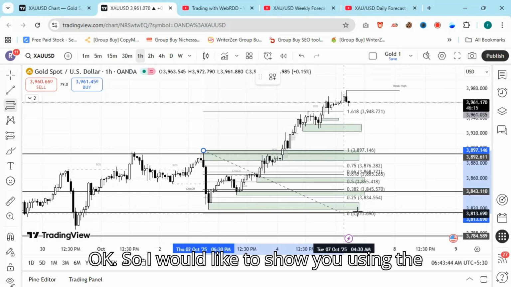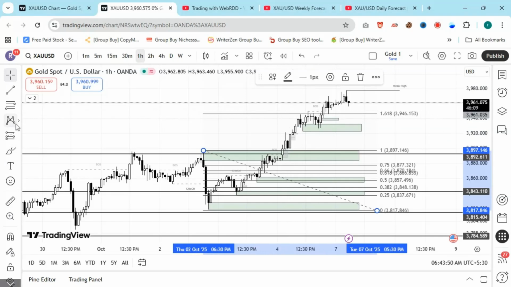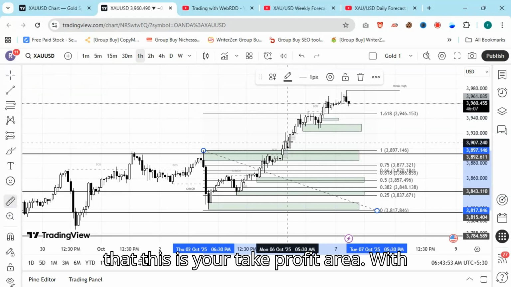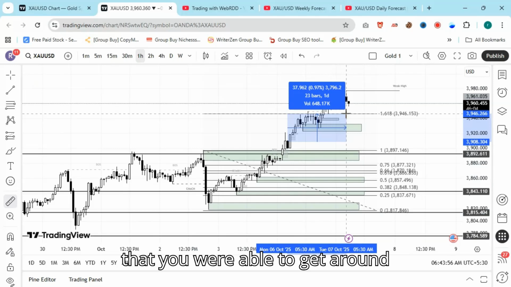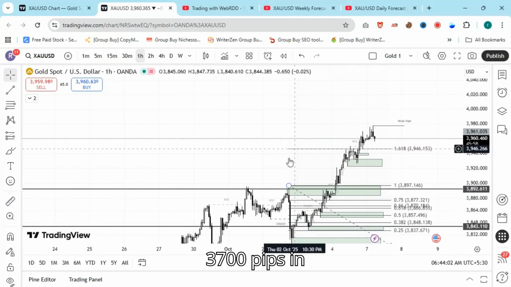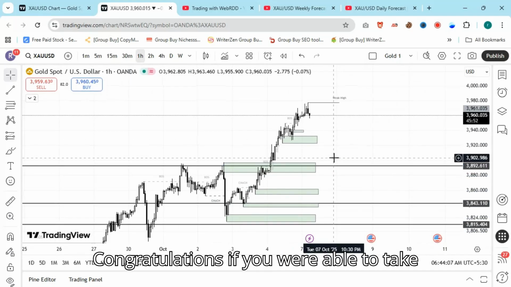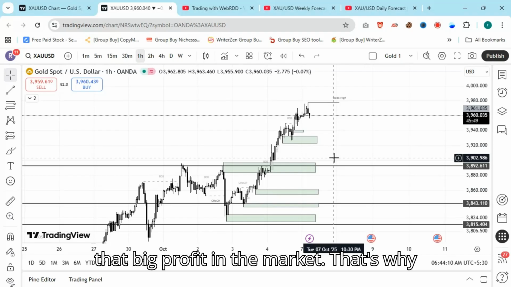So I would like to show you using the Fibonacci retracement that this is your take profit area. With that, you were able to get around 3,700 pips in that trade. Congratulations if you were able to take that big profit in the market.